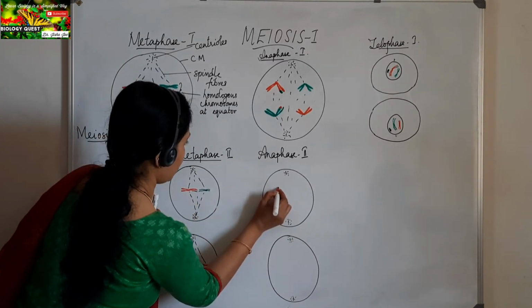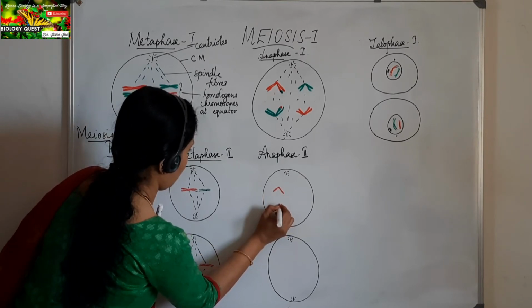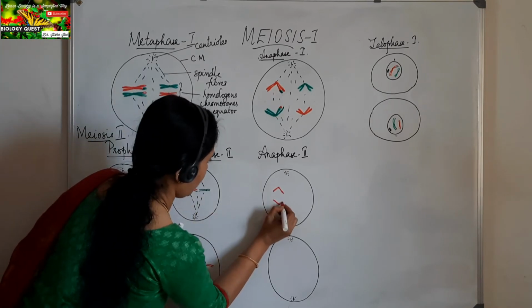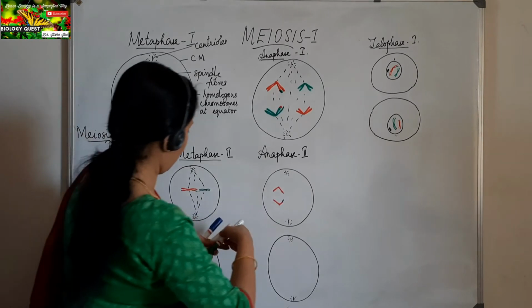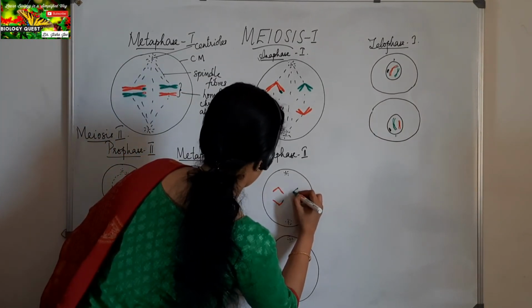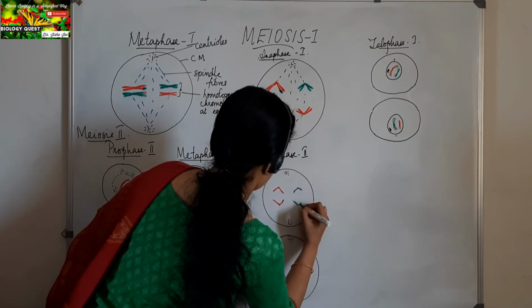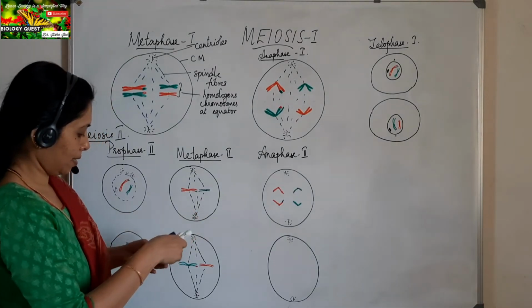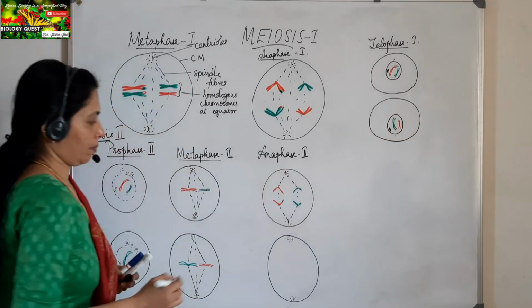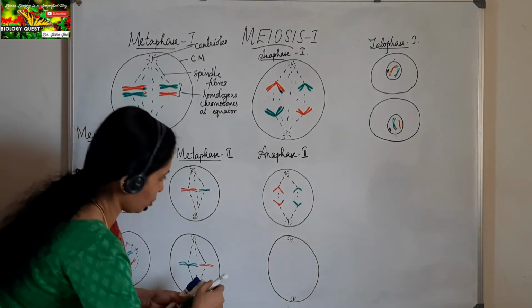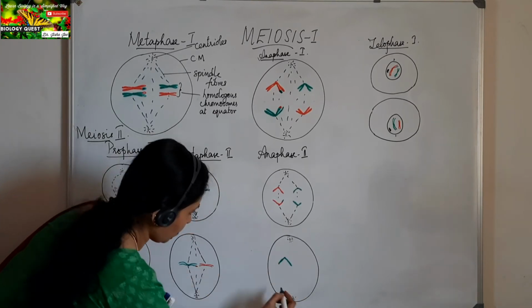The centromere splits, and the sister chromatids are pulled to the opposite poles of the cell. See, splitting up of the centromere takes place. Here also I am going to show that. So that is the first chromosome. The second one.